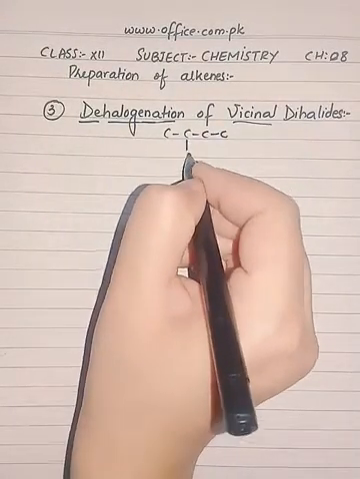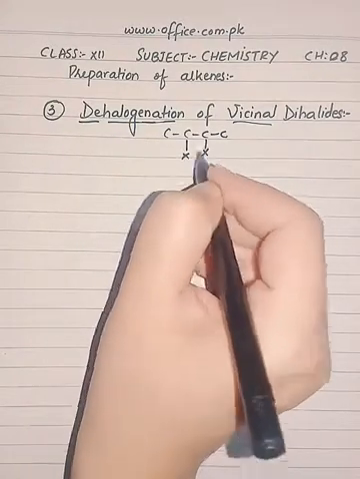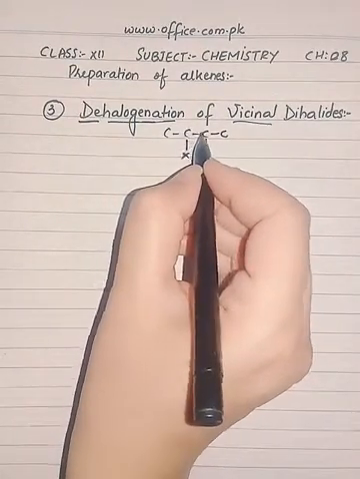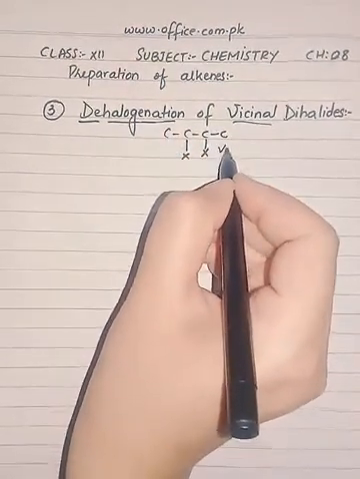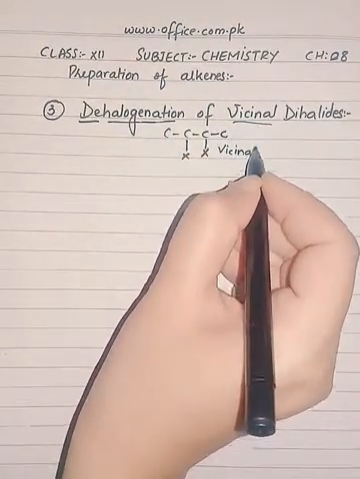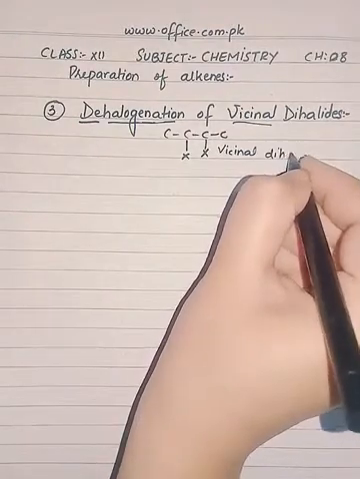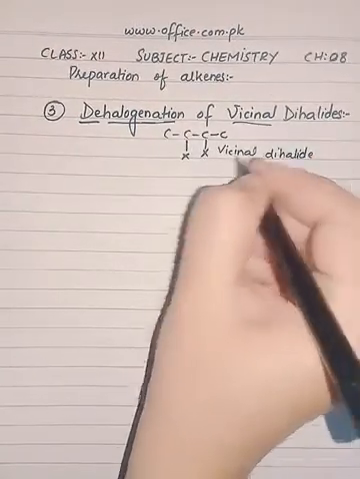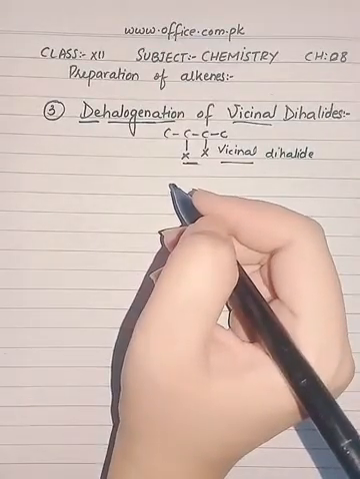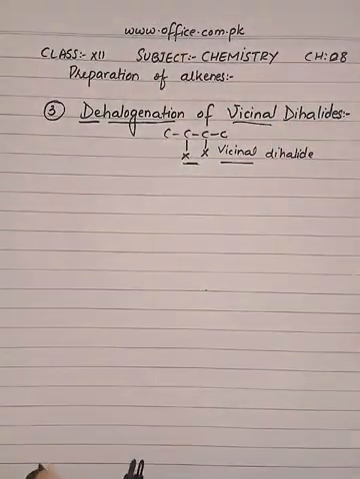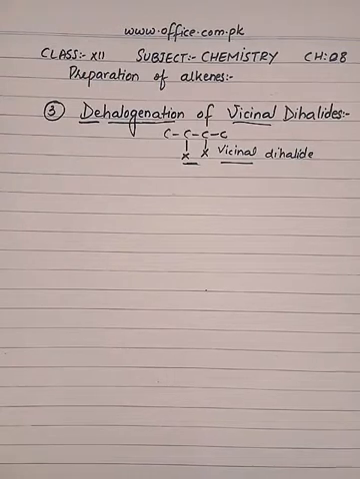a 4 carbon compound, and the halogen atoms are attached on 2 adjacent carbon atoms. Then this is known as vicinal dihalide: dihalide because of 2 halogen atoms, and vicinal because of adjacent. So vicinal dihalides have 2 halogens on adjacent carbon atoms.